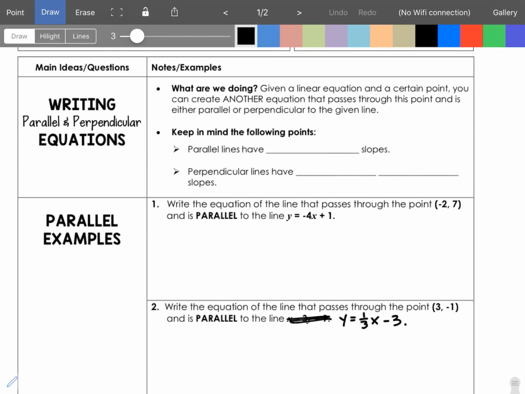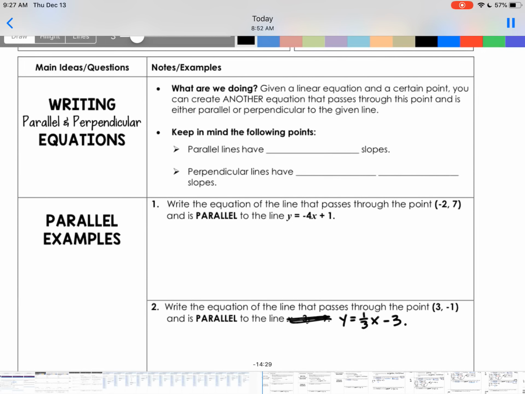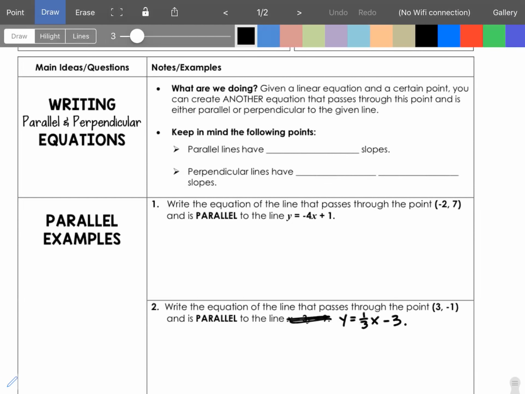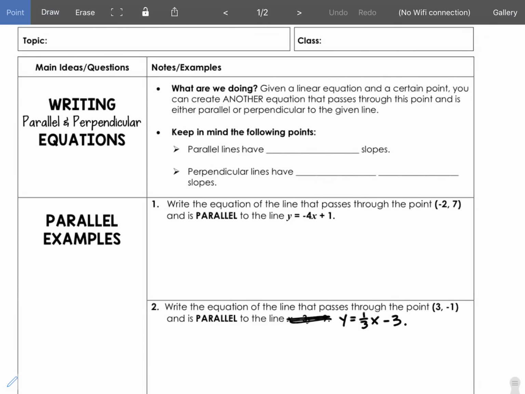These are our last notes before your test. So we're talking one more time about parallel and perpendicular lines. This time we're going to focus on parallel and perpendicular equations. So what are we doing? Given a linear equation at a certain point, you can create another equation that passes through this point and is either parallel or perpendicular to the given line.